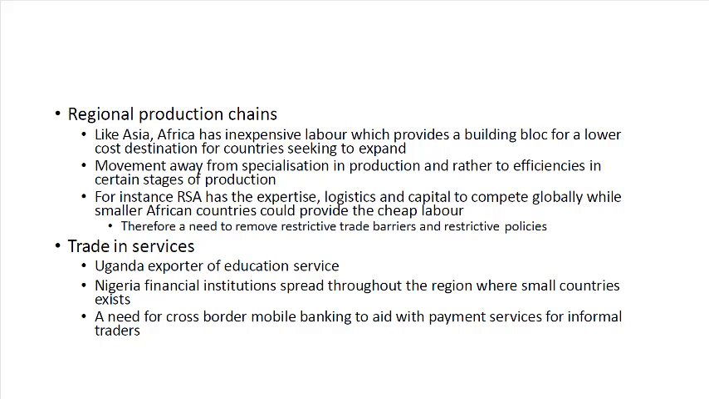Another thing to do with scope is looking at trade in services. So if we look at Uganda, Uganda is really good in the education service. So maybe being the feeder in terms of educational stuff is an important thing to look at. If we look at Nigeria in terms of financial institutions, they can maybe provide the trade in service in the form of financial institutions to help Africa. And then there's also a need to look at cross-border mobile banking to aid with payment services for the informal traders.